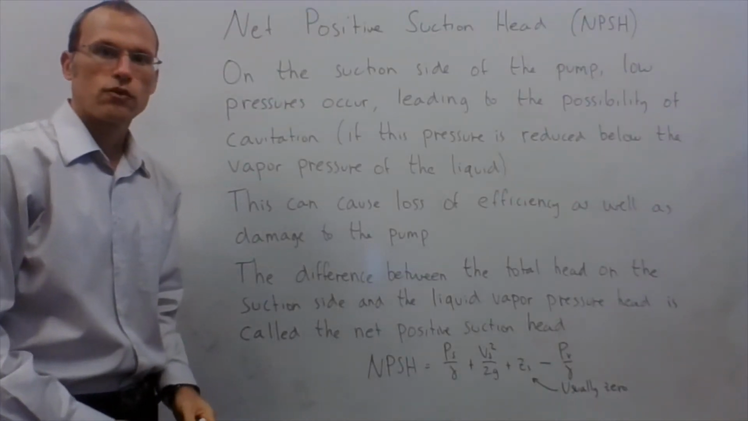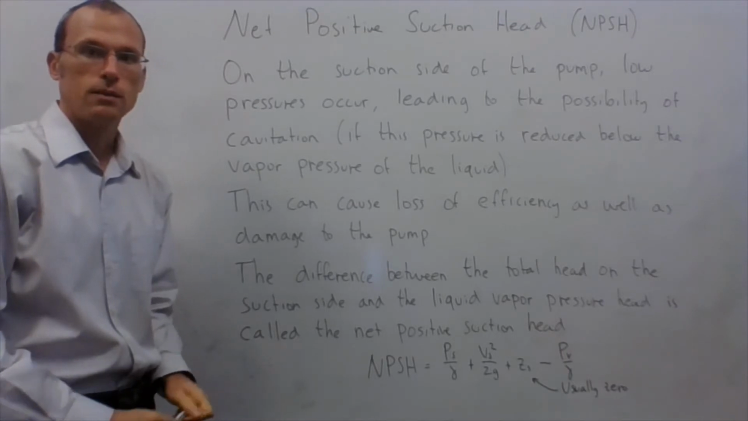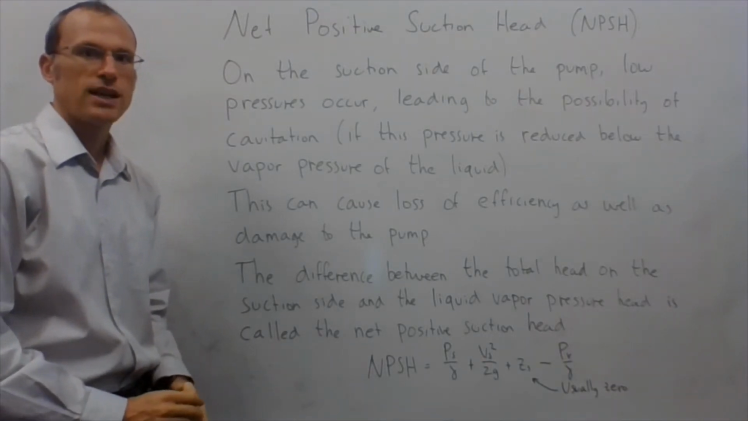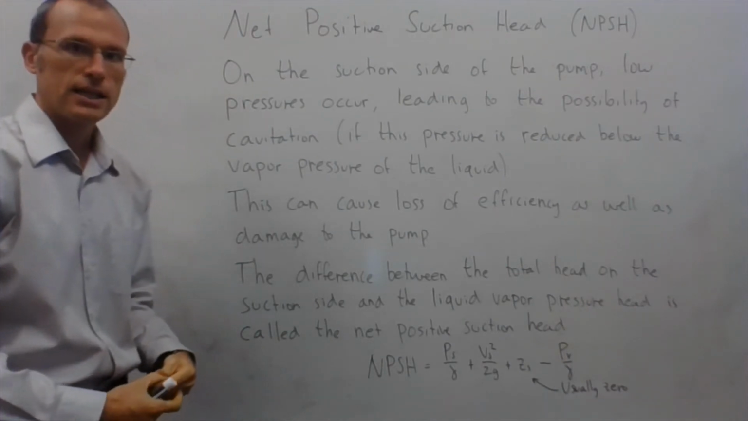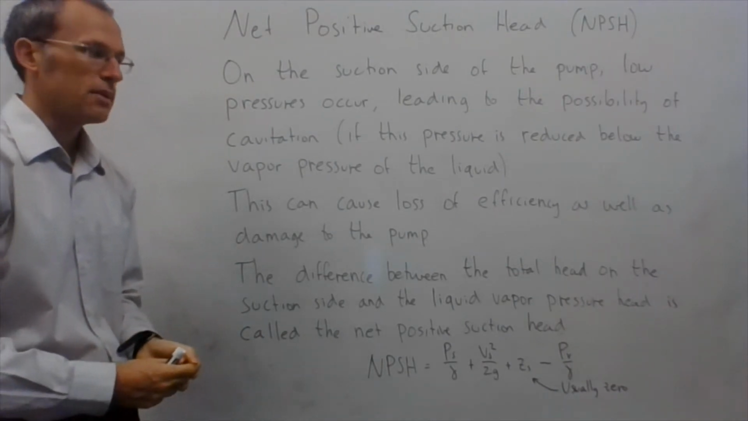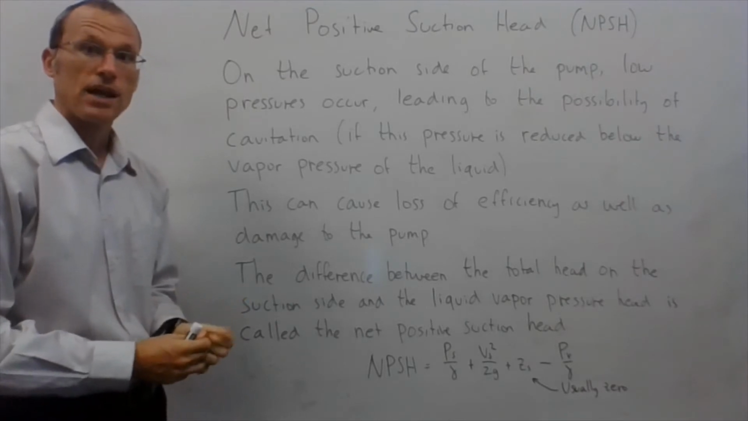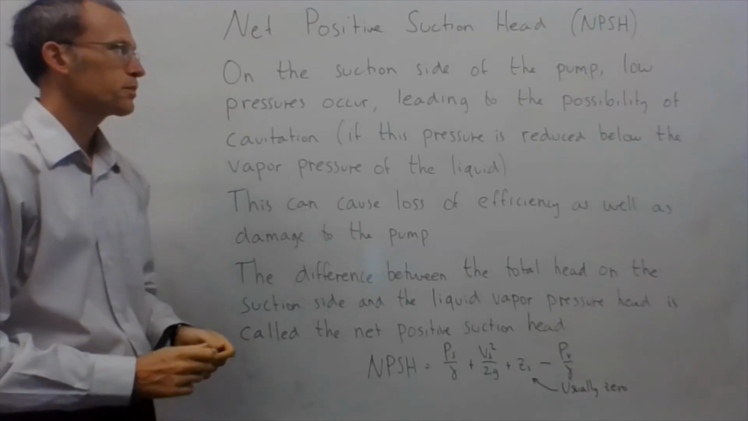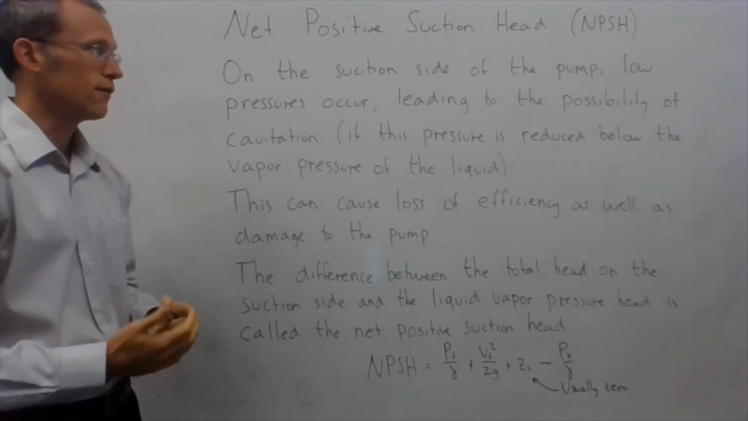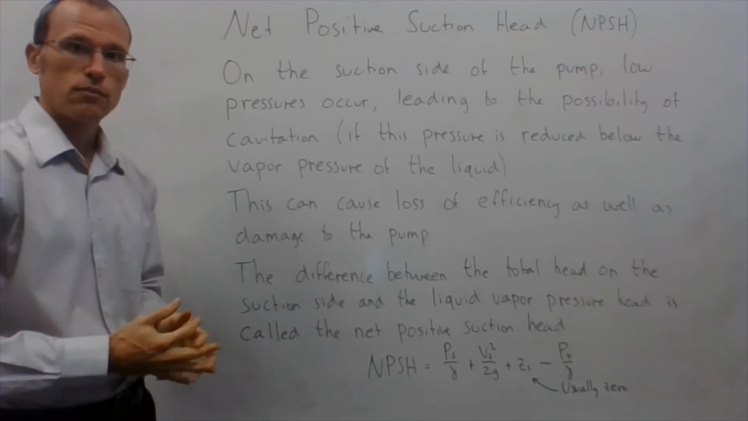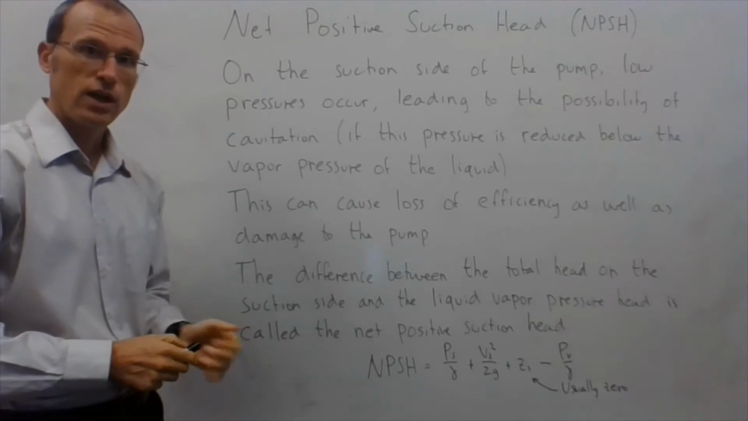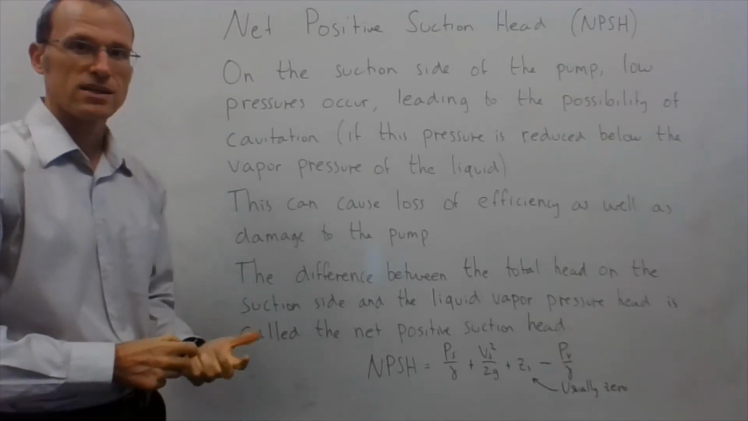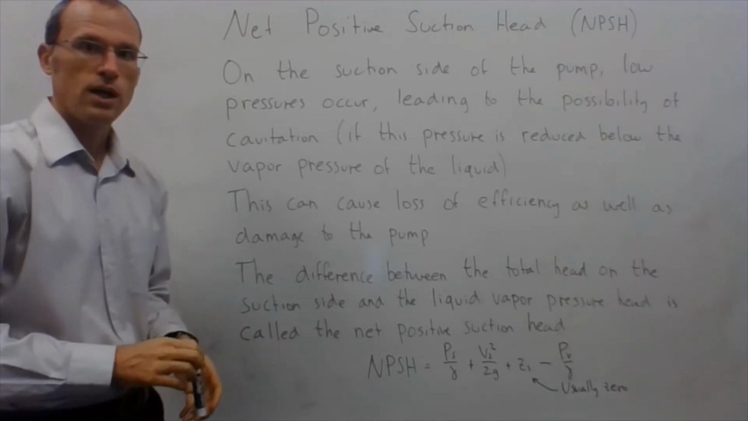Another important parameter for pumps and pump selection is called the net positive suction head, or NPSH. Basically what happens with a pump is it is sucking fluid through it, and because it's sucking the fluid in, that lowers the pressure on the suction side. So on the suction side of the pump, you have low pressure, and if that pressure becomes lower than the vapor pressure of the liquid, that liquid is going to turn into a gas, and that's not good for the pump.